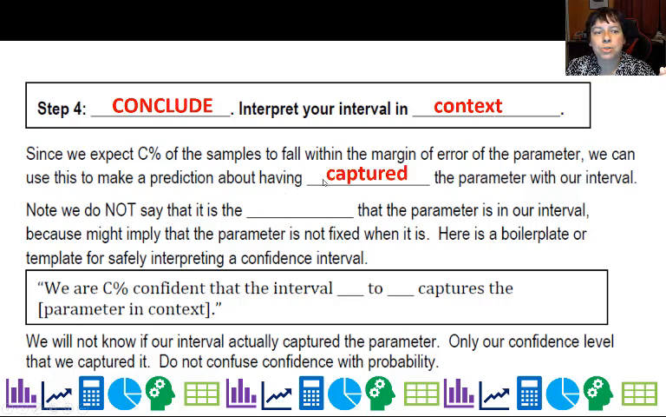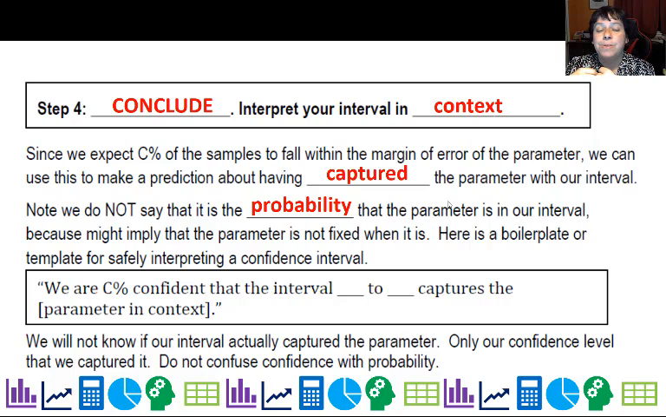You're going to see that word capture. Note we do not say that it is the probability that the parameter is in our interval. And why is that? The parameter is like a fixed value. So it's not moving around and like, oh, maybe it's here, maybe it's there. So be very careful with your wording on that.